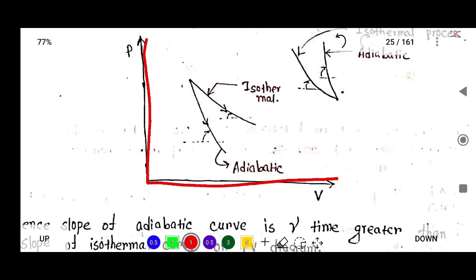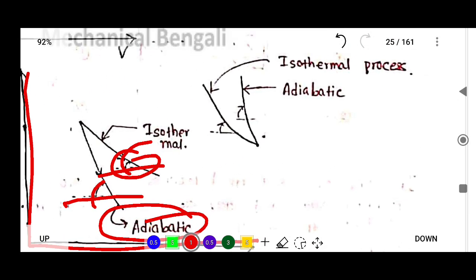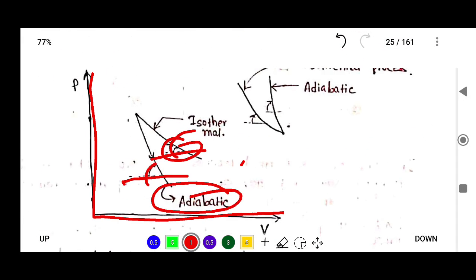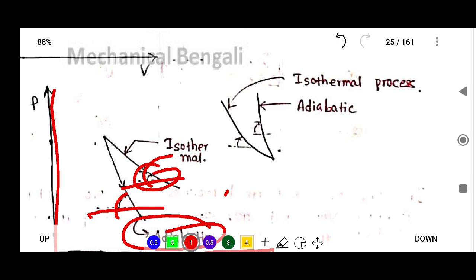Now if you finalize this, this is the pressure axis and this is the volume axis. Here suppose this is one process and this is another process. Now if you want to calculate the slope, here angle and here angle, whichever angle is larger, that process will be the adiabatic process, and whichever angle is less, that is the isothermal process. And here suppose this is the expansion process, and here there is a compression process. The initial point is 1 and the final point is 2, here also 2. Suppose this is the process, this is the process.